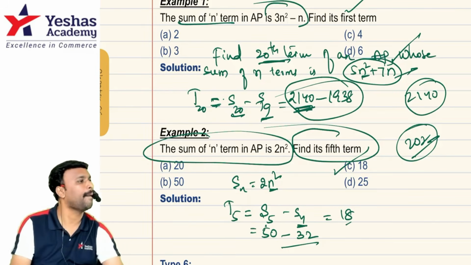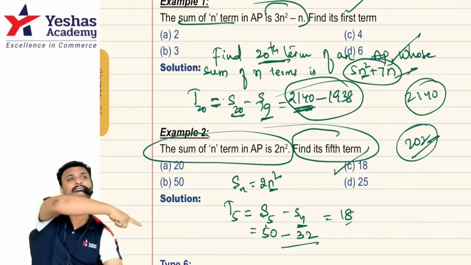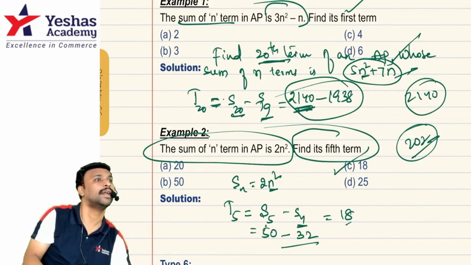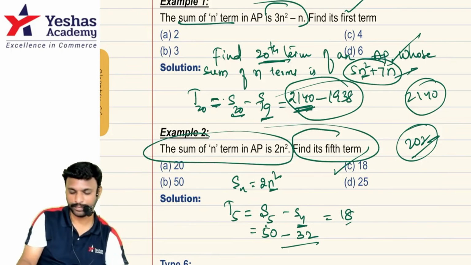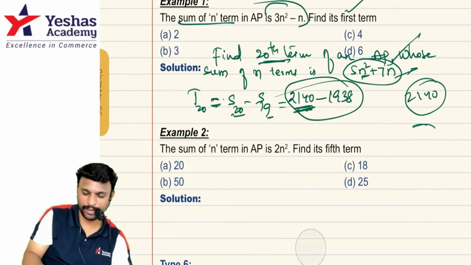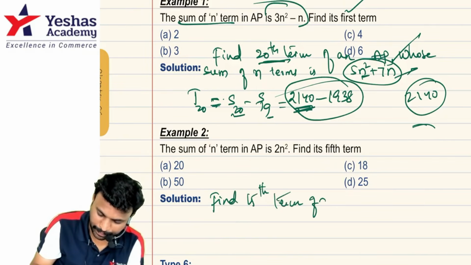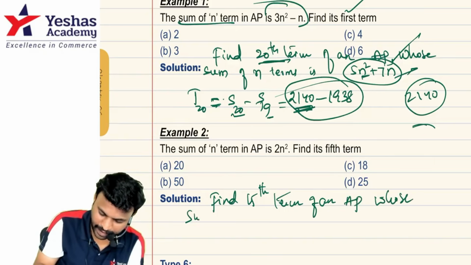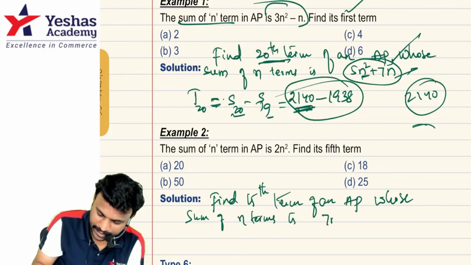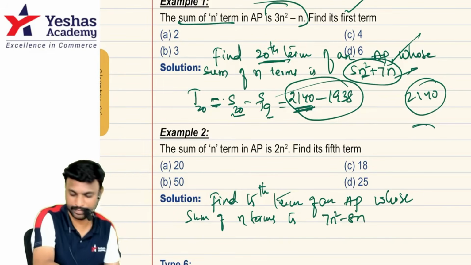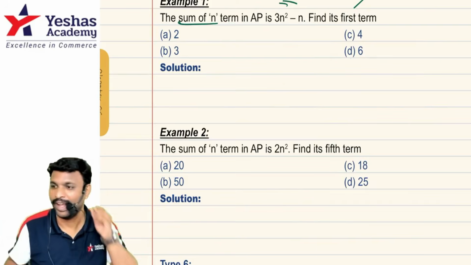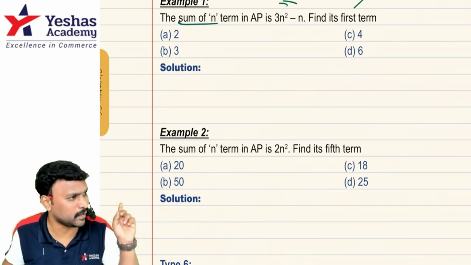Can you compute one more? Have you all got the answer? Take one more. Find the 15th term of an AP whose sum of n terms is 7n square minus 8n.